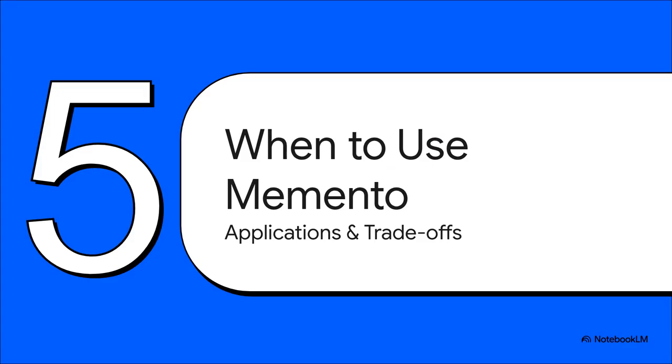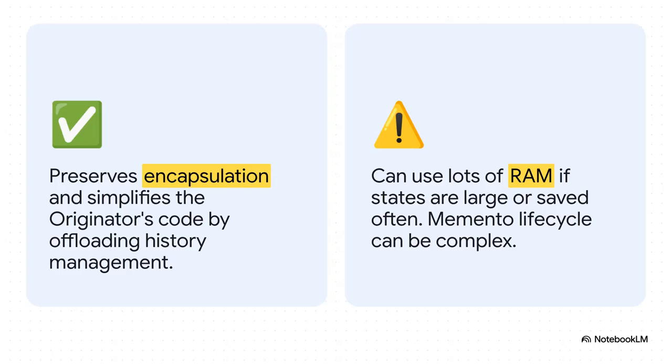Okay, this all sounds pretty great. So when should you actually reach for this pattern in your toolbox? Let's talk about the practical side of things, the applications, and of course, the trade-offs. So the upside is huge. You preserve that sacred rule of encapsulation, and you keep the originator's code clean, because it doesn't have to worry about managing its own history. The big downside, though? Memory, RAM. If your object state is massive and you're saving it constantly, you could end up using a lot of memory. You also have to think about how to manage that history. You can't just keep it forever.